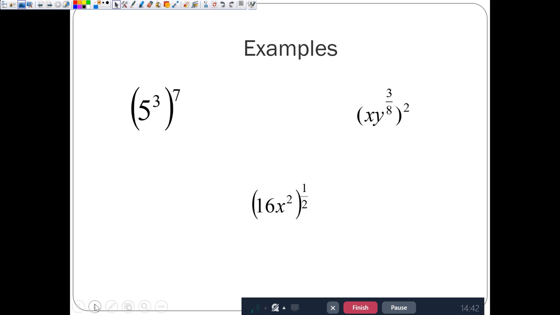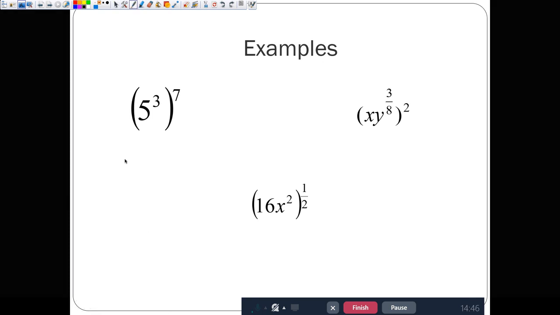Okay, 5 is raised to the third, and then it's being raised to the 7. So that's going to become 5, and then 3 times 7 is 21. If this was a nicer number, like a square or something smaller, we probably would simplify it out. If you have 5 to the 21st power, it's a really big number. So we're just going to leave it like that. Okay?